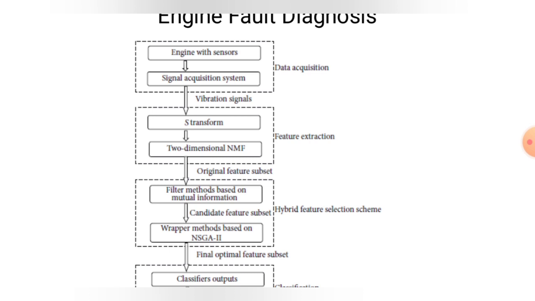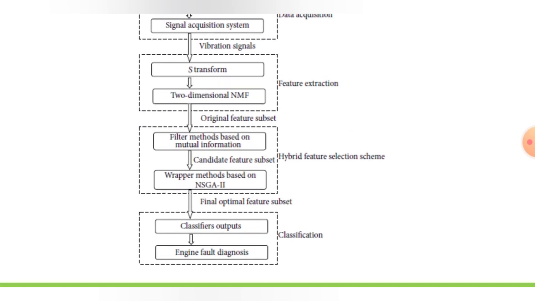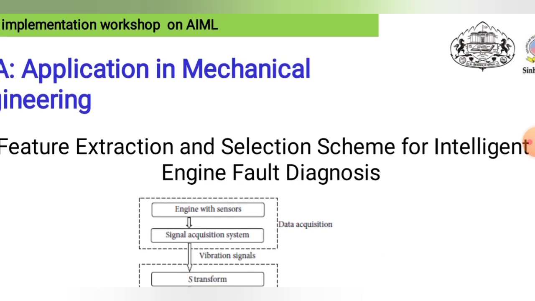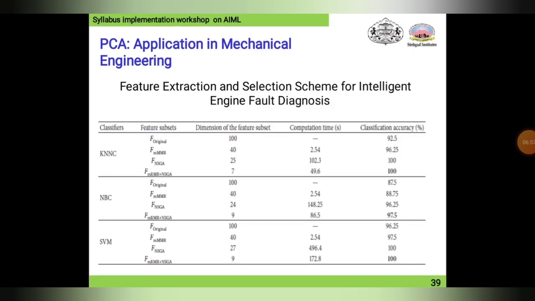So it may consist of the hybrid, or it may consist of the manual selection of that subset for feature extraction. And the last one is classification, where the final optimal feature subset goes to a classifier, giving an output for engine fault diagnosis. This is how feature extraction and feature selection schemes are applied in mechanical engineering for intelligent engine fault diagnostics.